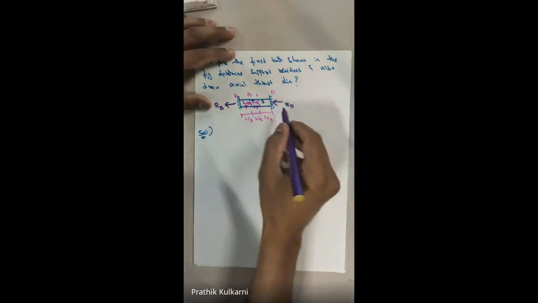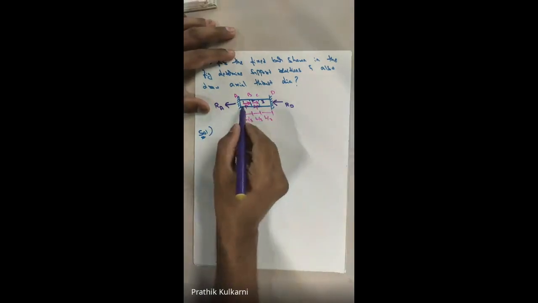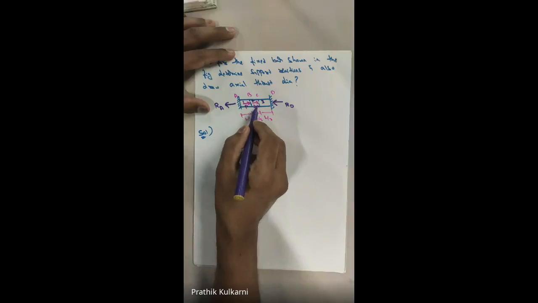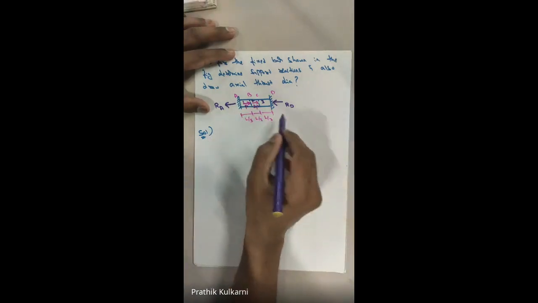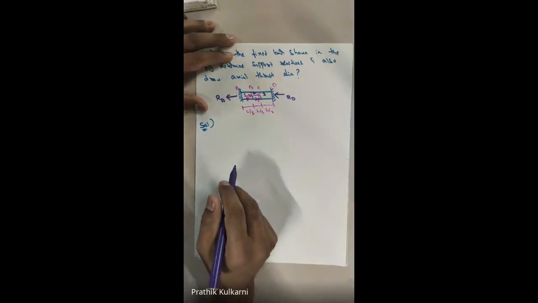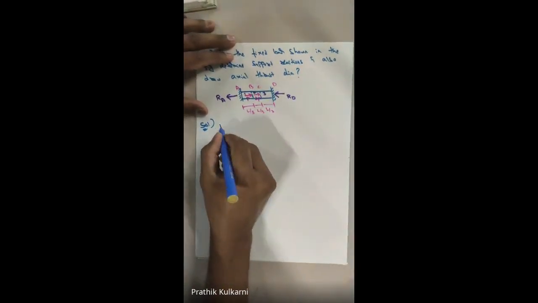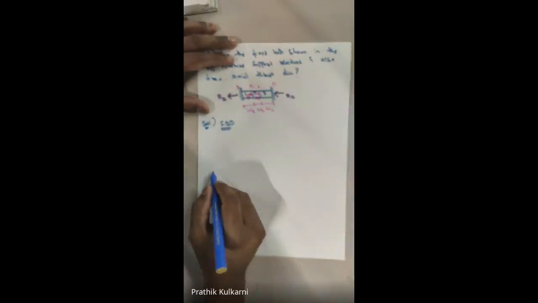So this is our RA, this is our RD. What I did is we have just taken our P and 2P. Due to these loads, I have just assumed my RA and RD. So for this one, can anyone draw me the free body diagram? It is very easy. Don't worry.